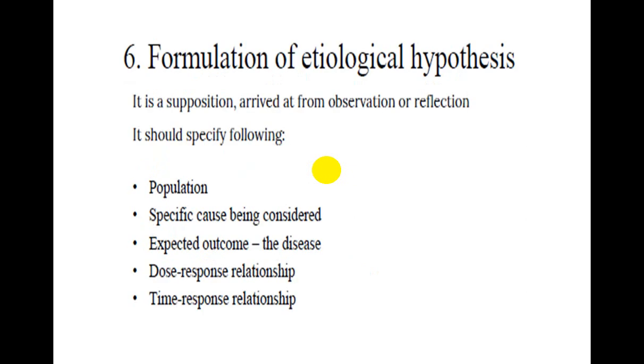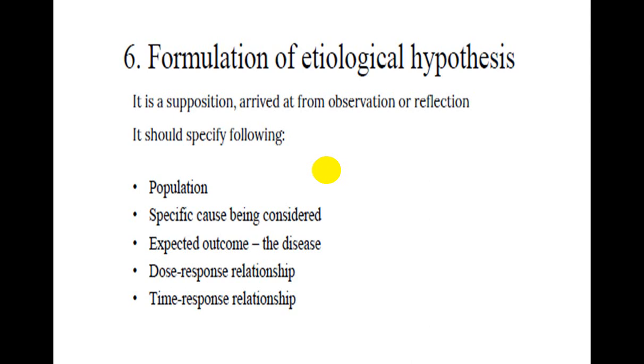Sixth, we have formulation of etiological hypothesis. By studying the distribution of disease and utilizing the techniques of descriptive epidemiology, it is often possible to formulate hypotheses relating to disease etiology. A hypothesis is a supposition arrived at from observation or reflection. It can be accepted or rejected using the techniques of analytical epidemiology.